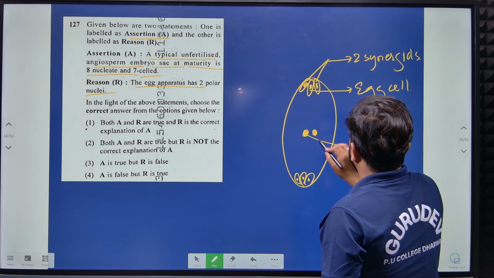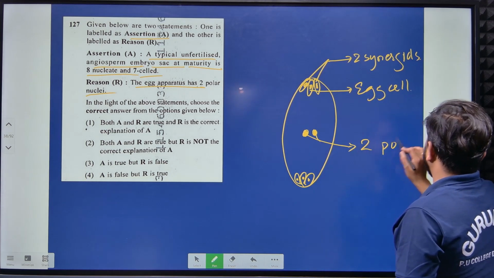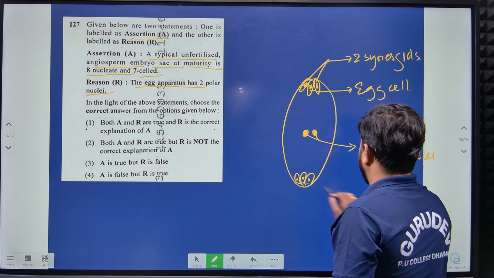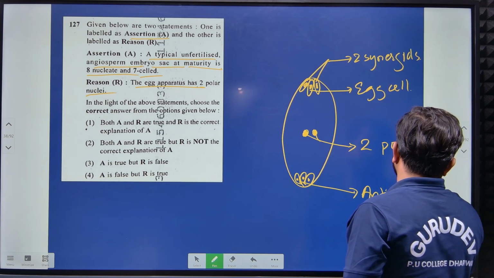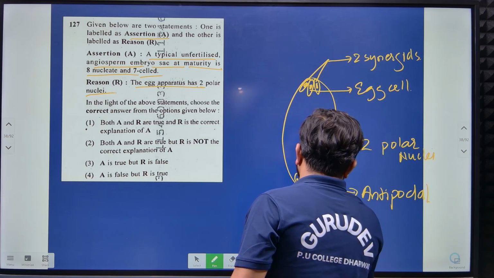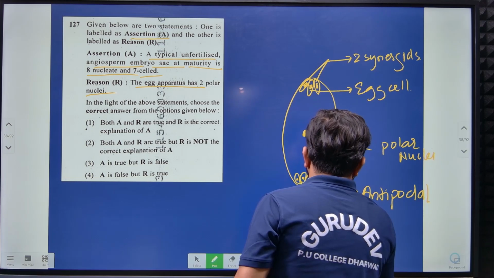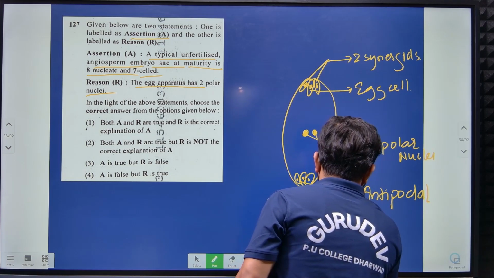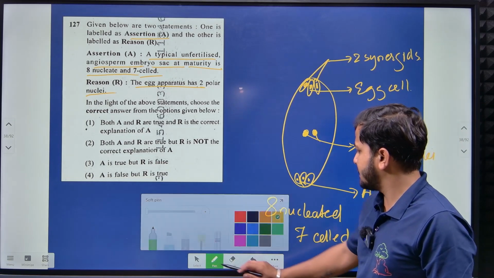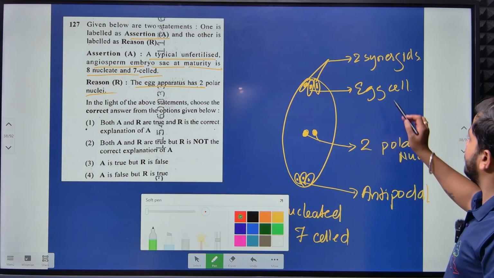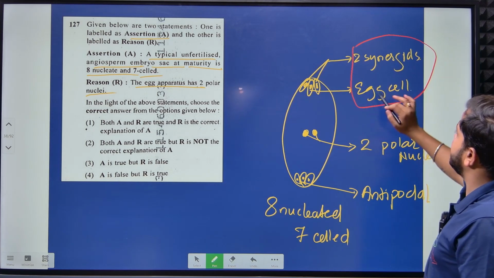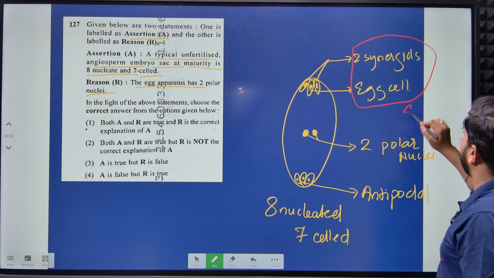At the center I am finding the 2 polar nuclei, right, and then 3 of them are antipodal cells. So at maturity, if I count it, it is 8 nucleate and 7 celled, like that is the embryo sac structure you are going to observe. So here they have asked with respect to the egg apparatus. The 2 synergids and the egg cell itself will make the egg apparatus here.